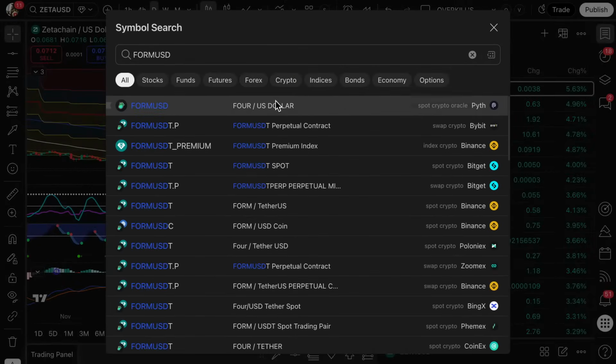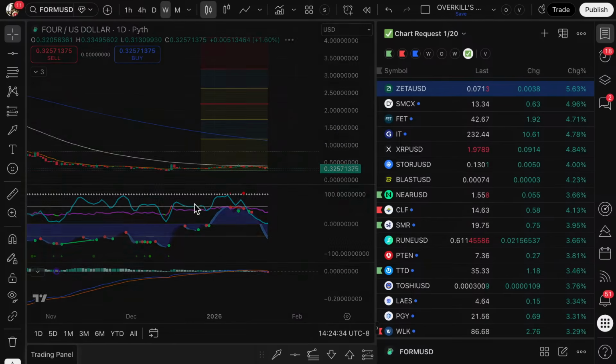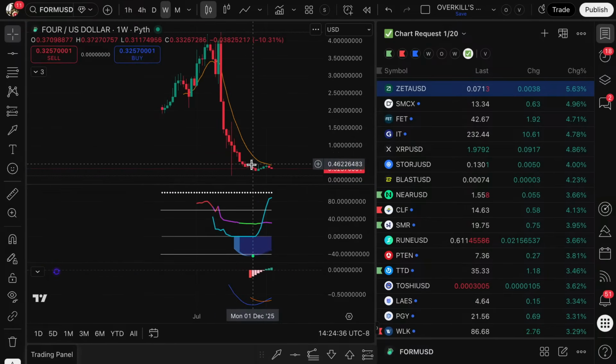I think there's a Form Crypto too. Yeah, this one's down here as well. So obviously that looks like a rug pull. But if you believe in the project, it's got a green dot. So if you believe in the project that has a green dot down here, it's time to buy.